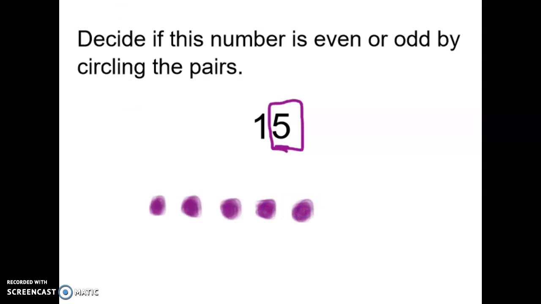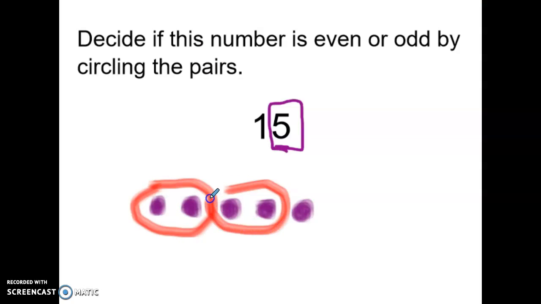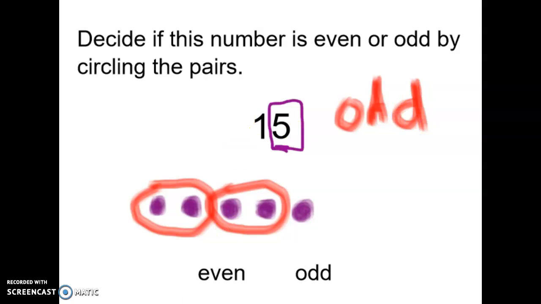The next thing I need to do is circle my pairs. Here's a pair. Here's a pair. Oh no, this one doesn't have a pair. That's a little bit odd. So this number is an odd number. You can circle it at the bottom of the screen or you can write it. You're going to practice some by yourself on the next few pages.